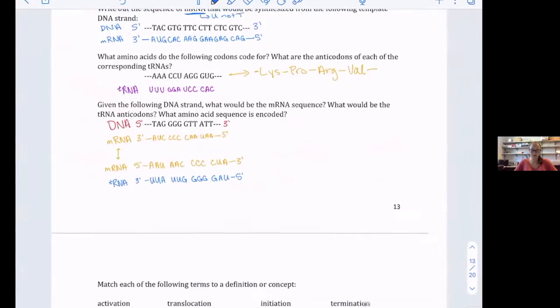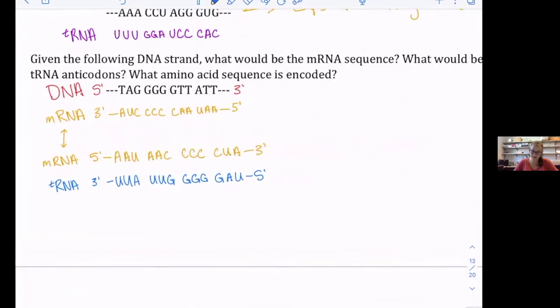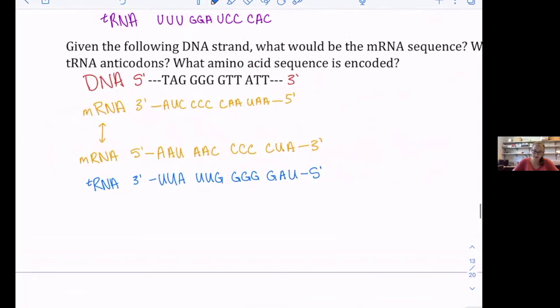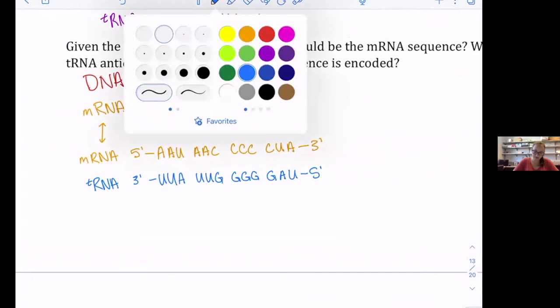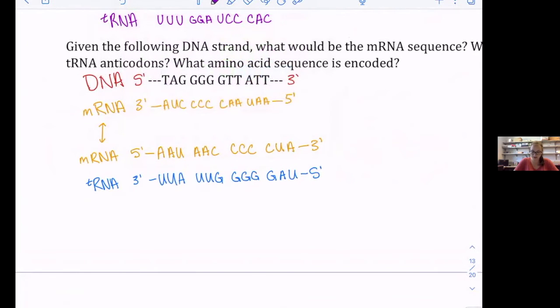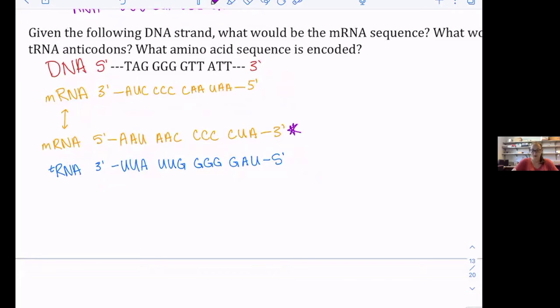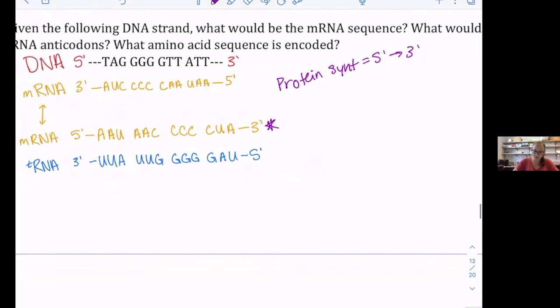Okay, so continuing on. What is the amino acid sequence encoded? So we're going to look at the codons for that. These here are the codons, and we need to start at the 5' end. So we're going to look at this one here because we have to start there: protein synthesis is 5' to 3'. Okay, so we're going to look at this sequence and go back to our chart for our codons.